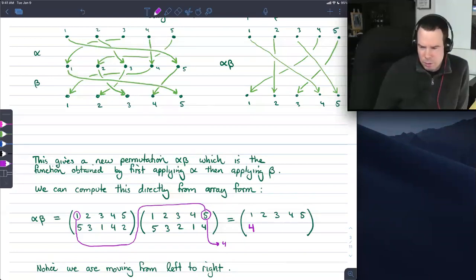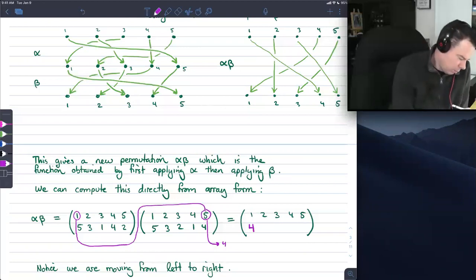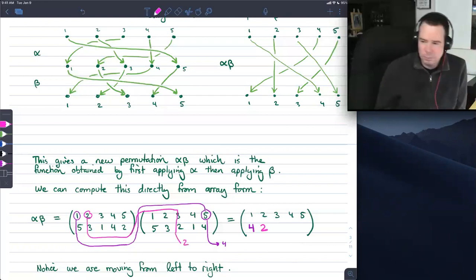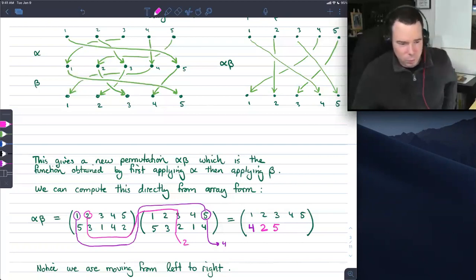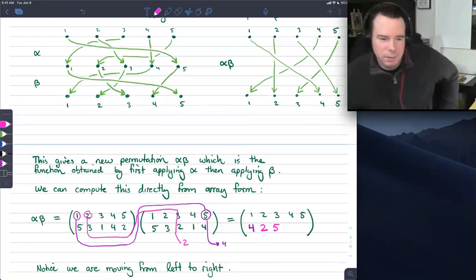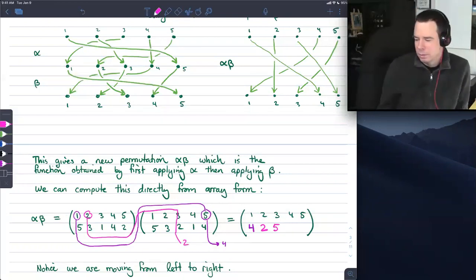So feel free to work out the next values. So 2 goes to 2. Yeah, that looks good. So we'll follow it through. 2 goes to 3. 3 goes to 2. And so 2 comes out. And then similarly, 3 goes to 1. 1 goes to 5. So 3 goes to 5. Now, if you listen to what I'm saying as I do this, this is the kind of thing you want to be saying to yourself as well. You'll be doing this all course when we're multiplying permutations.